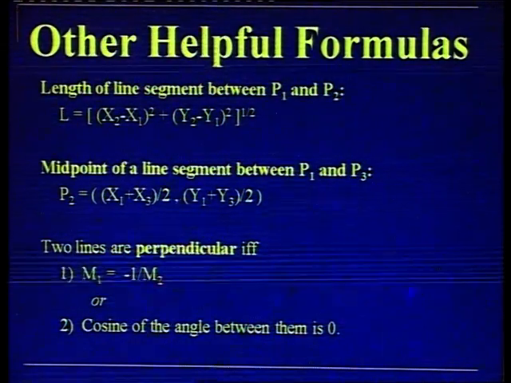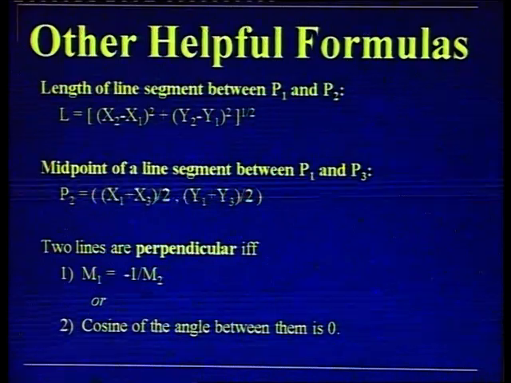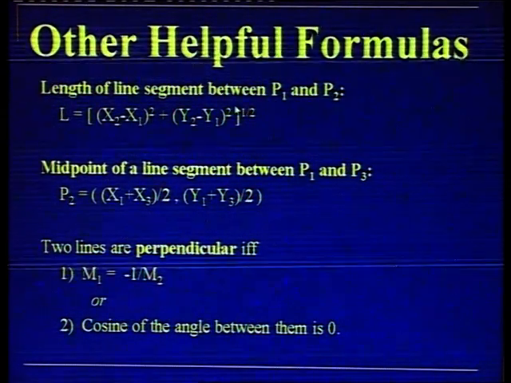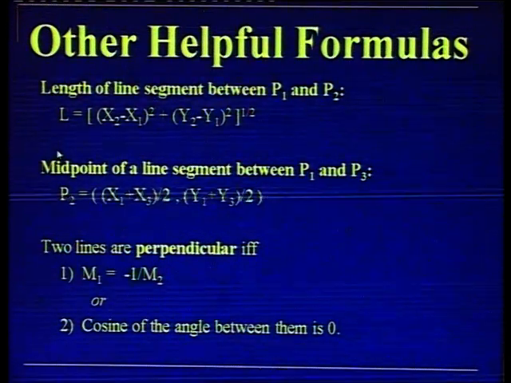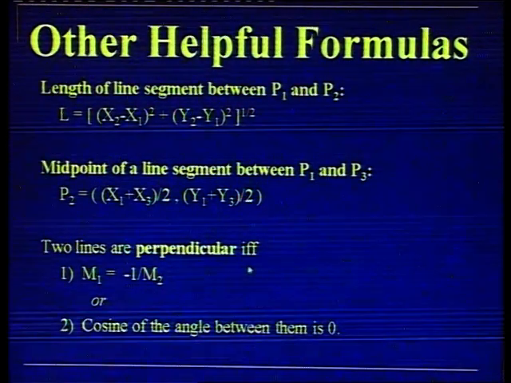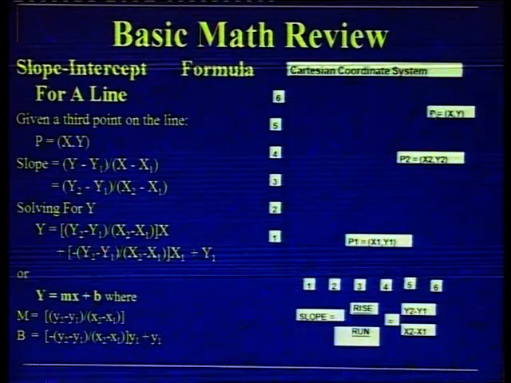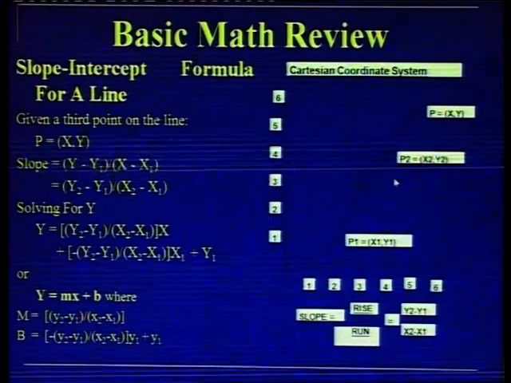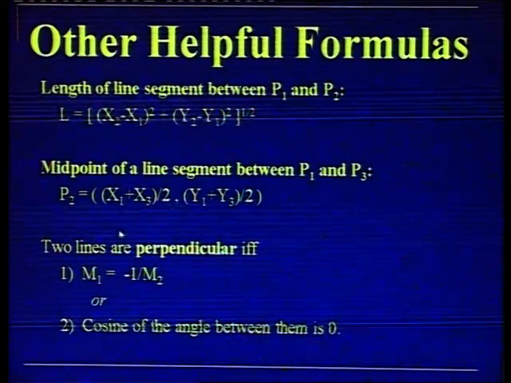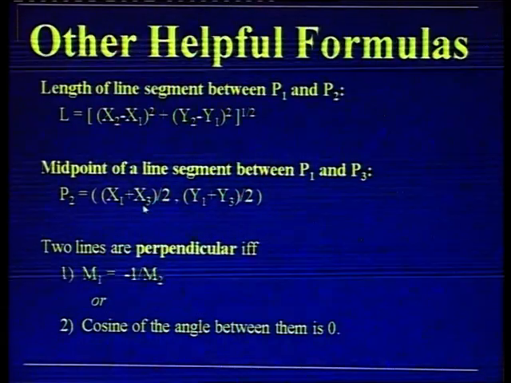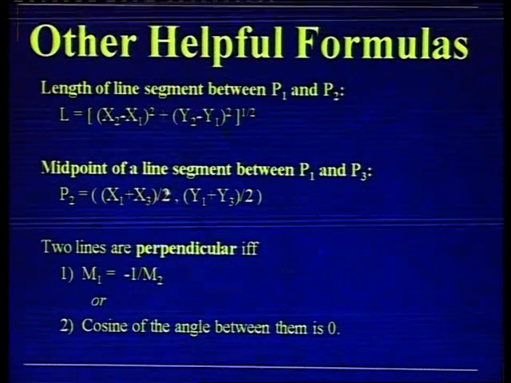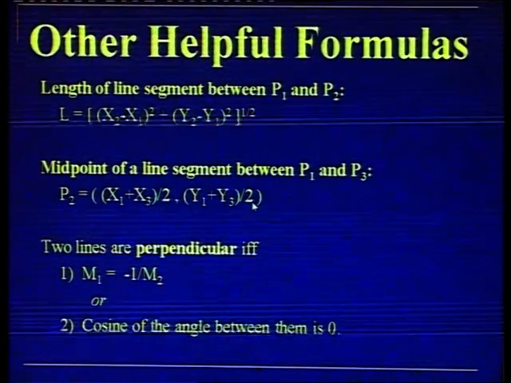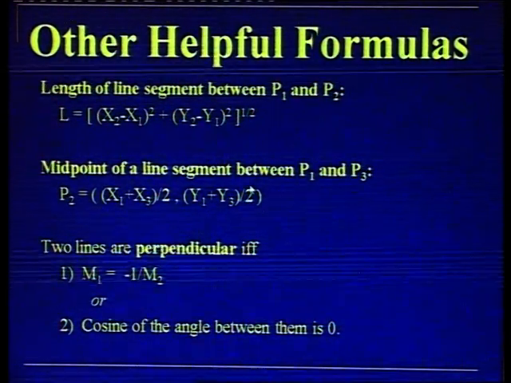These are some other helpful formulas which we can use for defining the length of the line segment between P1 and P2. What is the exact length of the line? It can be calculated as the square root of x2 minus x1 squared plus y2 minus y1 squared. Then the midpoint of the line segment between P1 and P3, suppose this is P3 and this is P1. Which pixel will be the midpoint between these 2 points? That can be calculated as x1 plus x3 divided by 2, which provides the x coordinate, and y1 plus y3 divided by 2, which gives the y coordinate of the midpoint.